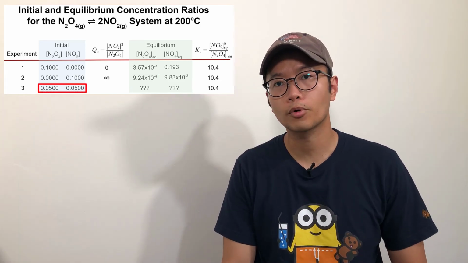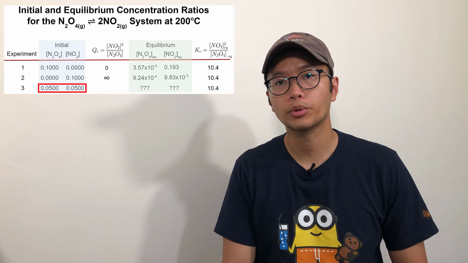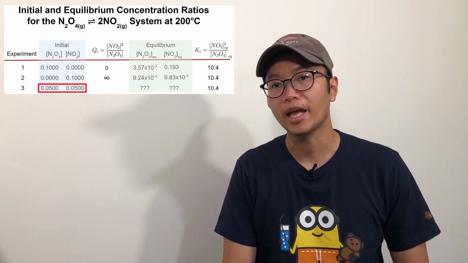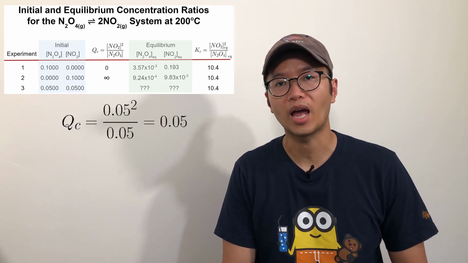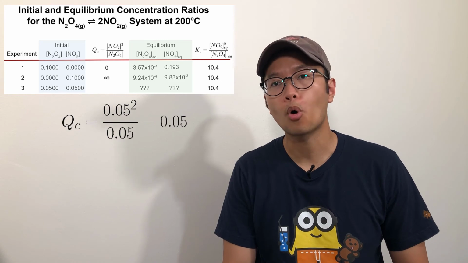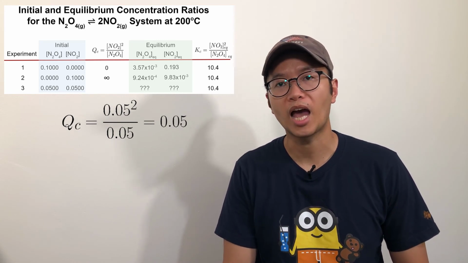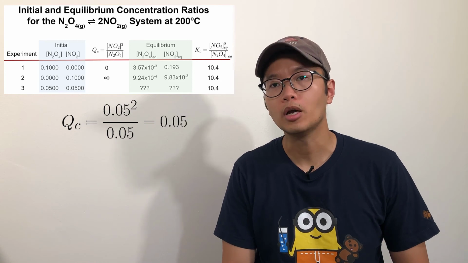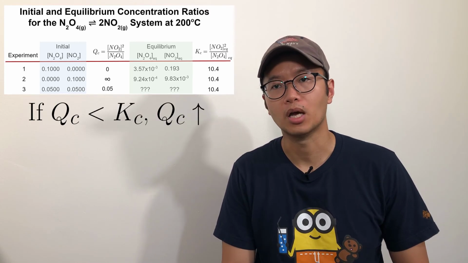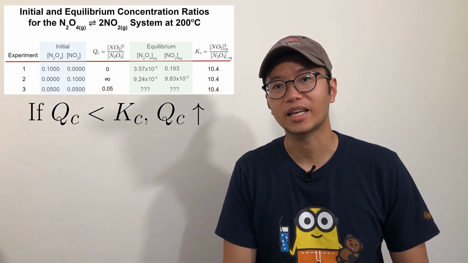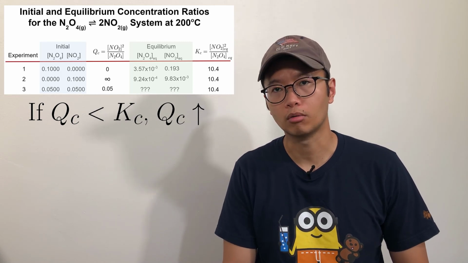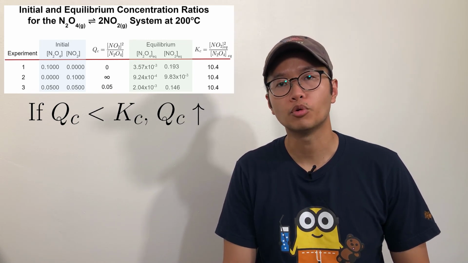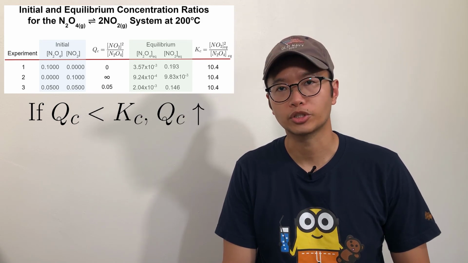For the third experiment, both the initial concentration of nitrogen dioxide and dinitrogen tetroxide is 0.05. The value of Q is equal to 0.05 because we have 0.05 squared over 0.05. Since Q is less than K, the value of Q needs to increase to reach equilibrium. Therefore, the reaction will proceed in the forward direction, creating more products.